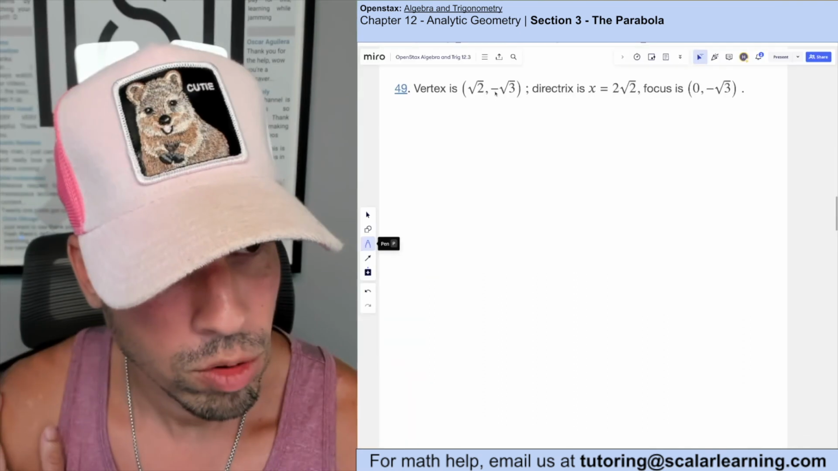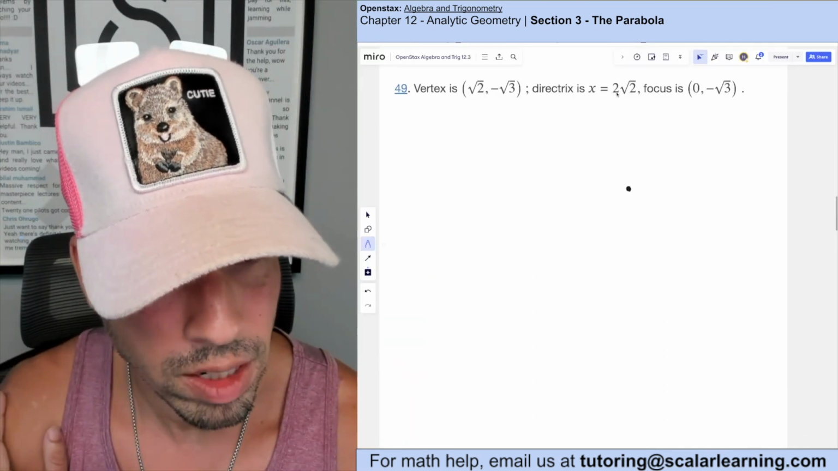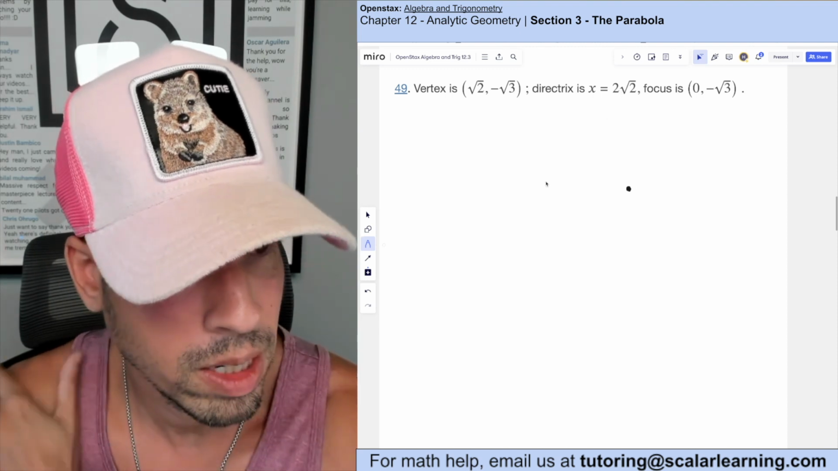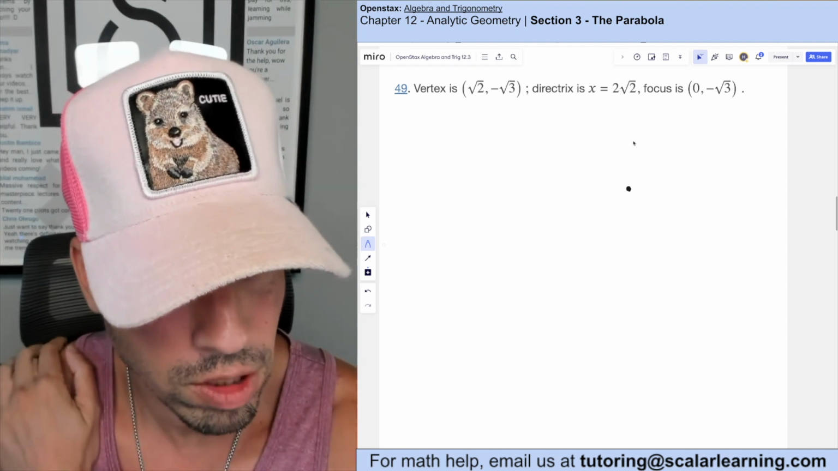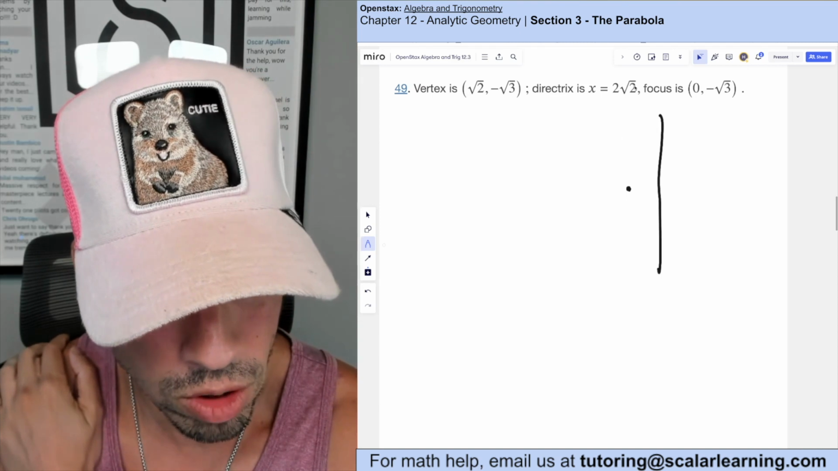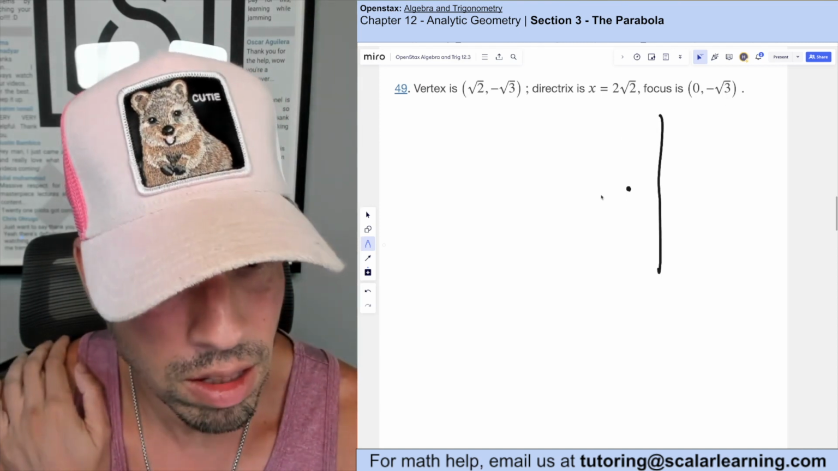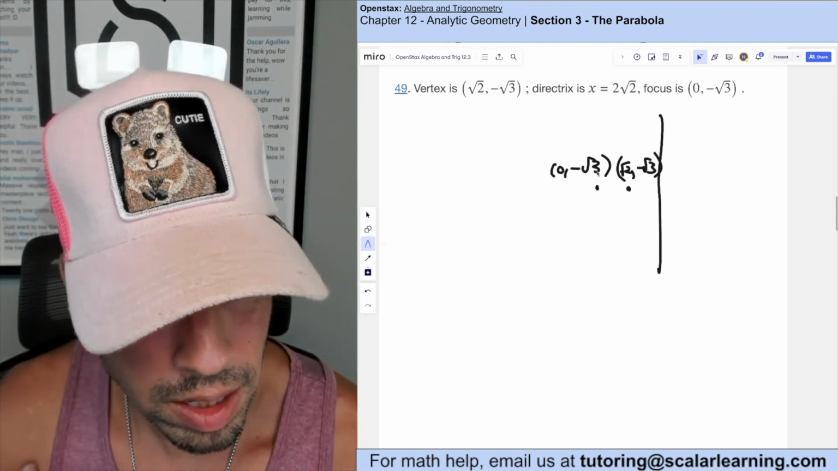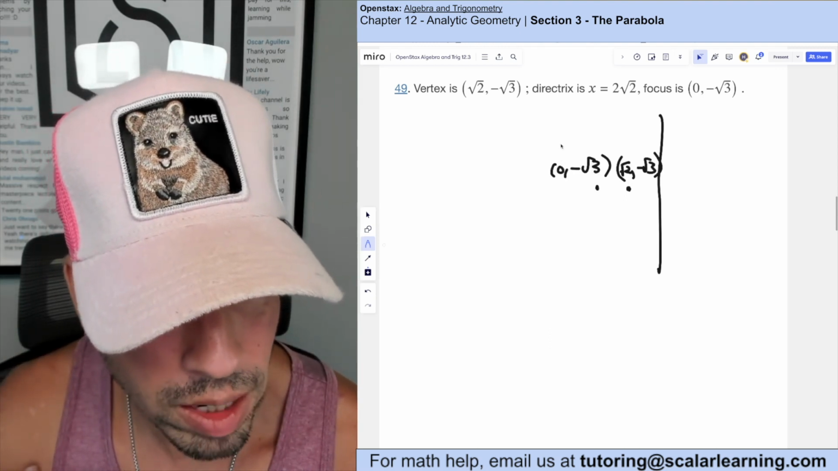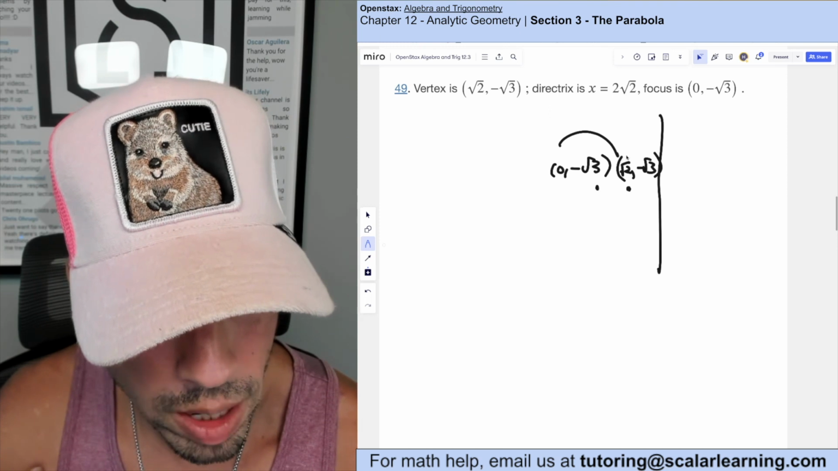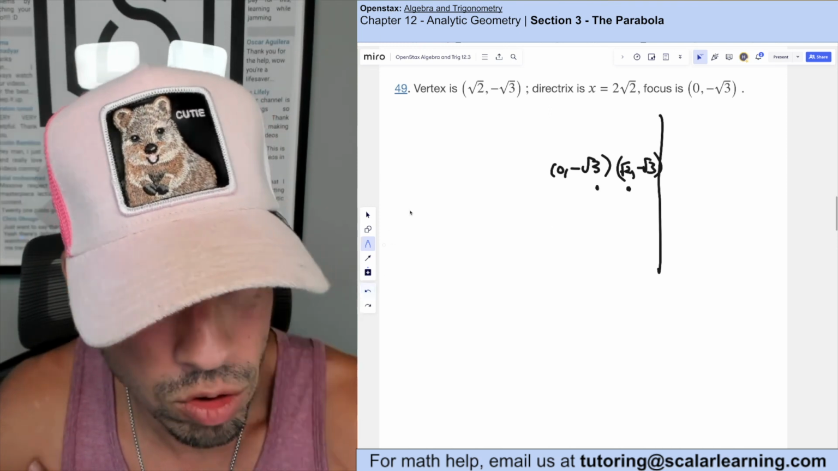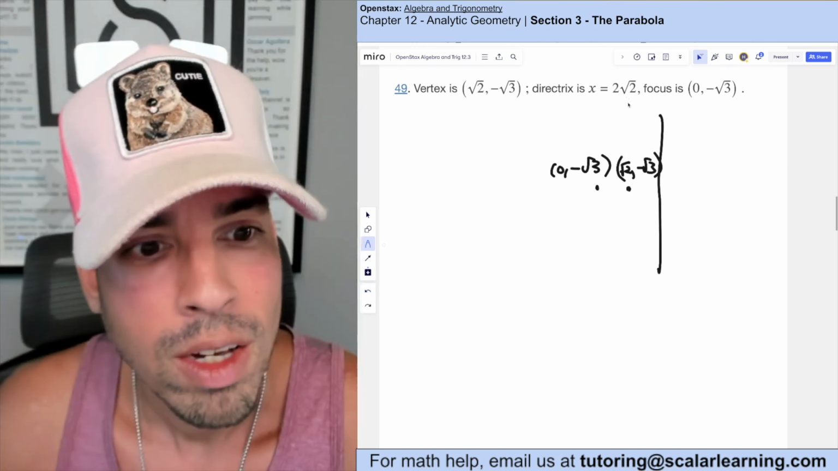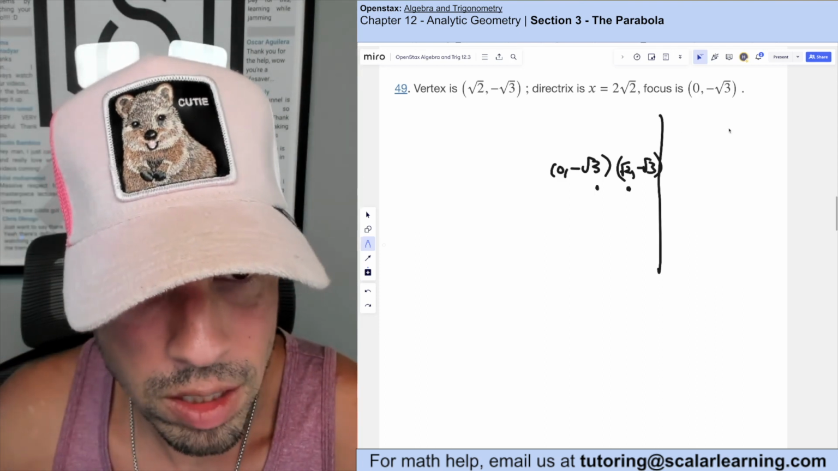Done. For this one, we've got a vertex, and a directrix that looks to be to the right of this vertex, so it's going to be over here, and it's a vertical line. The focus is to the left at (0, negative rad 3). What I'm seeing is that as we move to the right, we're adding rad 2 to get to the directrix, to get that 2 rad 2. So that means my p-value is rad 2.